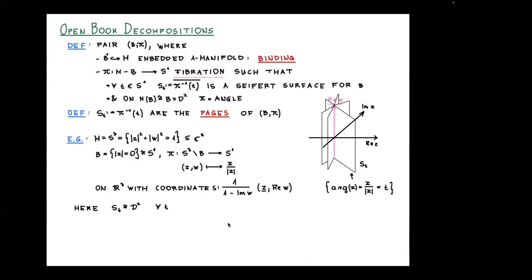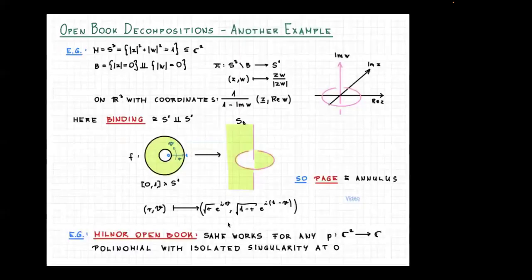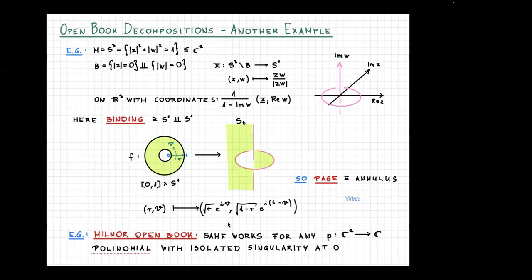Okay, so that might have been too easy. So let's do something harder. Instead of taking just z equals 0, I'm also taking z equals 0 and w equals 0 as the binding. And then I can divide by the product of them without getting anything undefined. And I'm going to take S3 minus this binding and map every point to the angle of z times w.